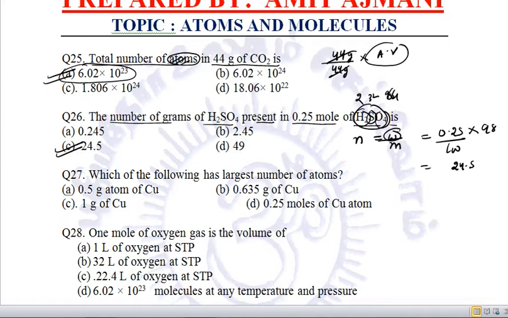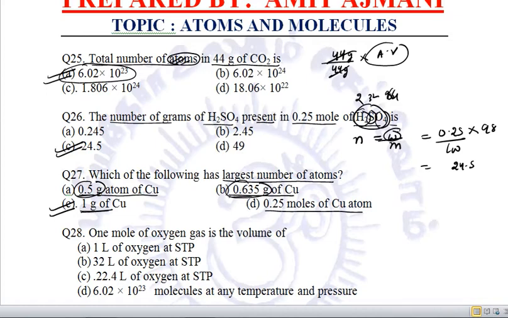Next question. Which of the following has the largest number of atoms? Is it 0.5 gram atom of copper, or 1 gram, or 0.635 gram of copper, or 0.25 moles of copper? Now, when we talk about these three options, 0.5 and 0.635 and 1 gram, we know that 1 gram is more than this. So 1 gram will contain more atoms as compared to half gram and 0.635 gram.